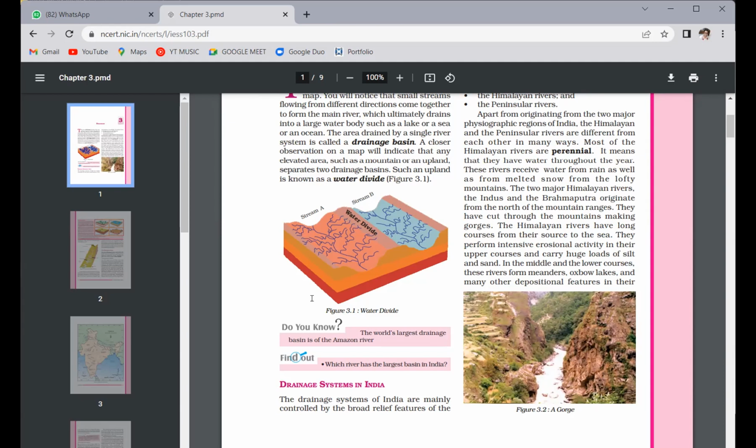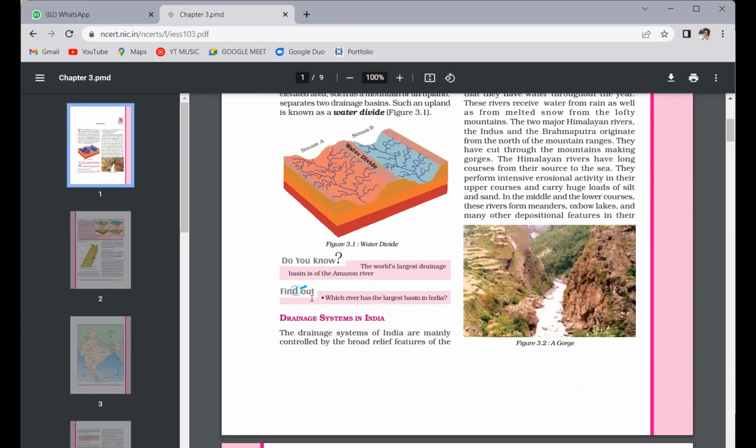They perform intensive erosional activity in their upper courses and carry huge loads of silt and sand. In the middle and the lower courses, these rivers form meanders, oxbow lakes, and many other depositional features in the floodplains. They also have well-developed deltas.